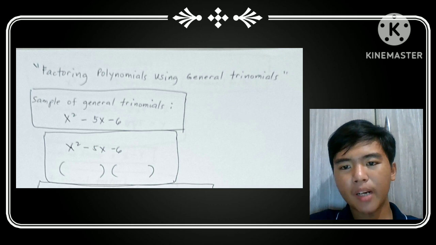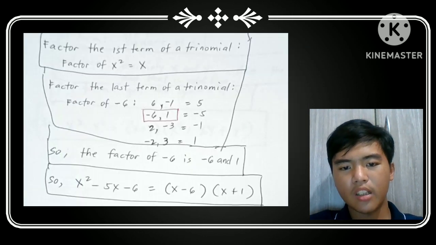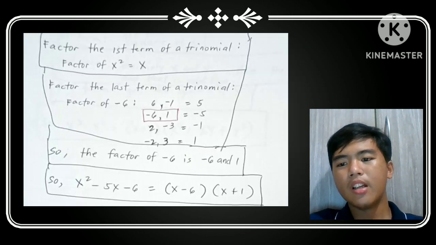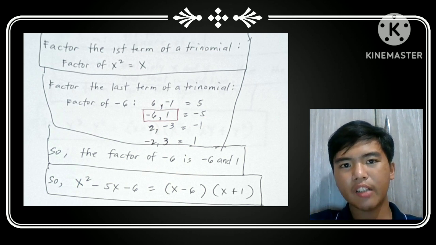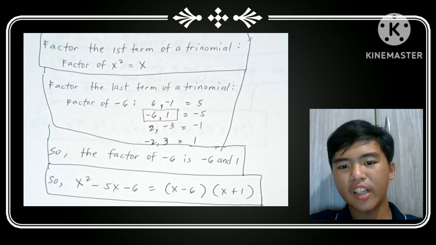First, you prepare two sets of parentheses, then you factor the first term of the trinomial, which is x squared, and you will get x as the first term. Then we will get the factors of negative 6, so we have positive 6 and negative 1, negative 6 and positive 1, positive 2 and negative 3, negative 2 and positive 3. So remember, if the sign of your last term is negative, that is a combination of two unlike signs, positive and negative. Now, how do we know which pair of these factors we are going to use?